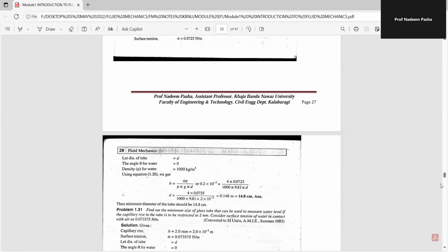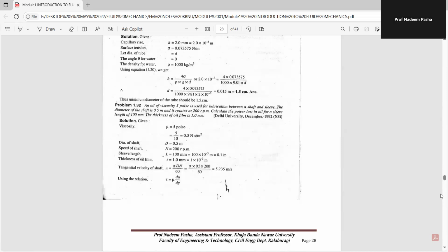In case of mercury, theta is equal to 128 or 130 degree. So h is equal to 4 sigma cos 128 or 130 divided by rho g d. So you will get the desired value. The negative sign indicates there is a capillary fall in the tube. So carefully handle the instruments, and don't get confused.